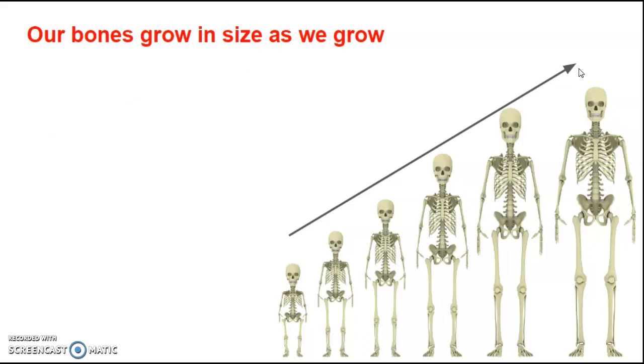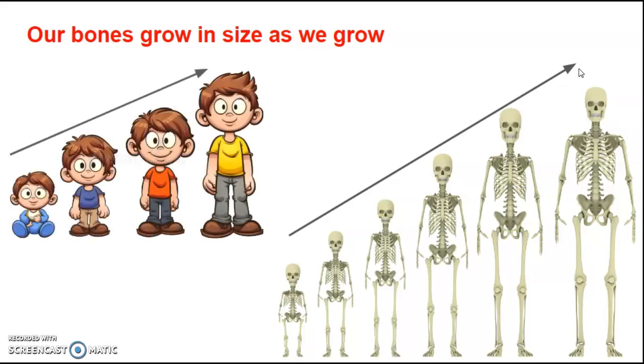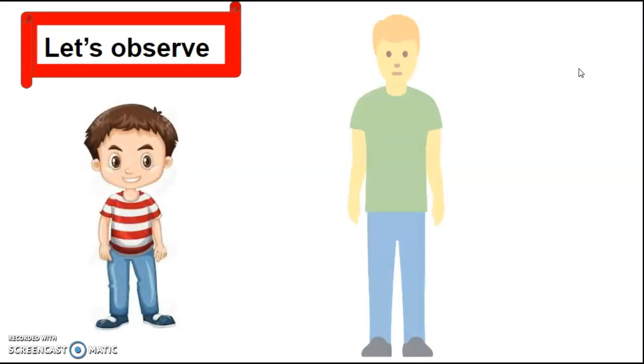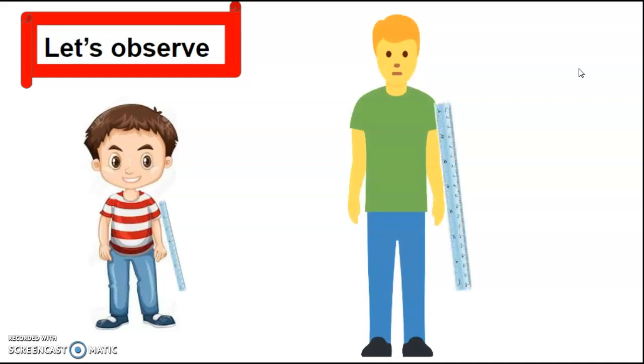Dear students, our bones also grow in size as we grow. Now let's observe through the comparison of the arm bone of a boy and a man. For this we used a ruler. Well, the boy's arm bone is shorter than the man's. The boy's arm bone is only 24 cm long and the man's arm bone is 34 cm long.